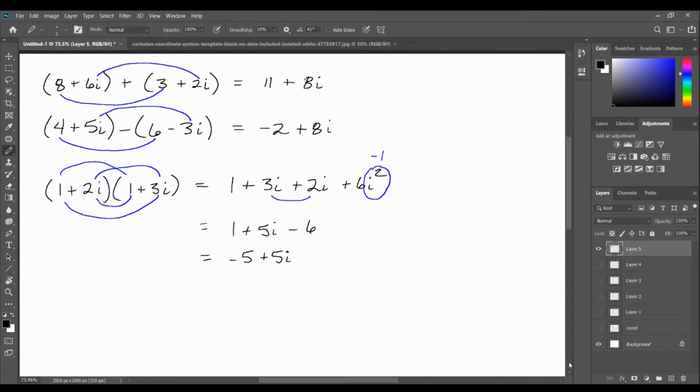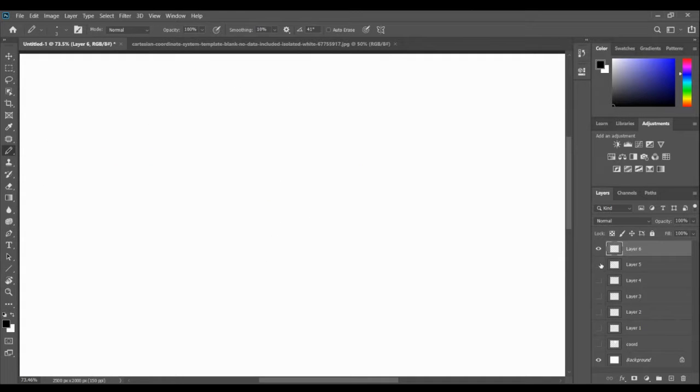So there's another concept we need to watch for. Let me just grab a new layer here. And that's a complex conjugate. This will show up again in our discussion on polynomials in chapter 4. If you've got a plus bi, the complex conjugate is a minus bi, and vice versa. If you've got a minus bi, the complex conjugate is a plus bi. And this really shows up when you have a complex number in a denominator.